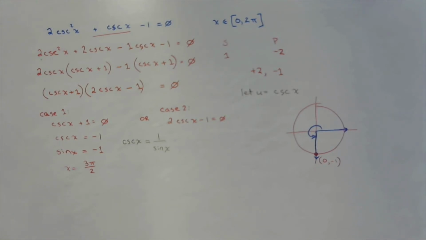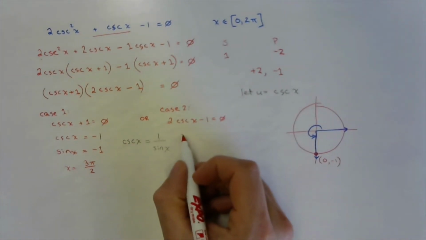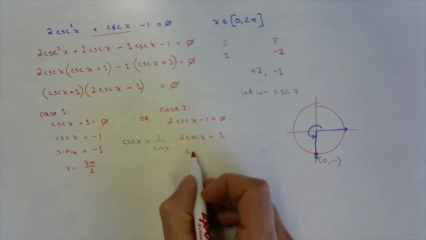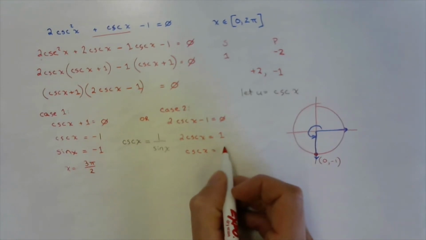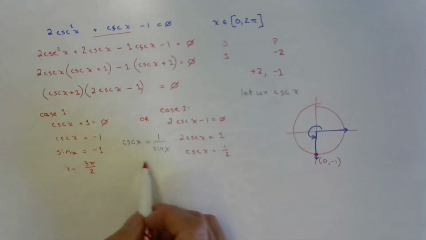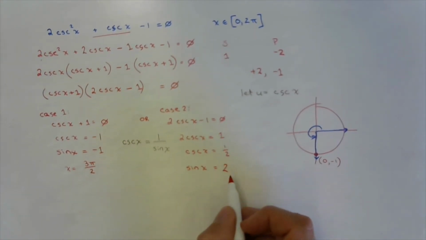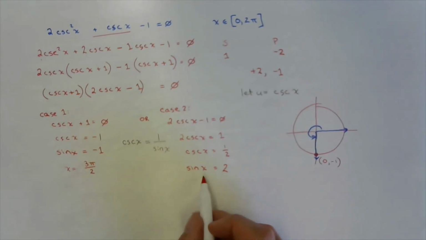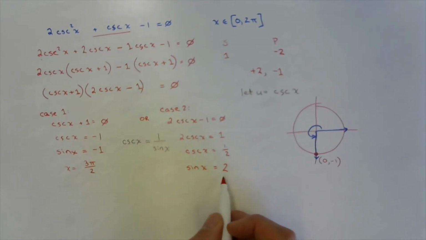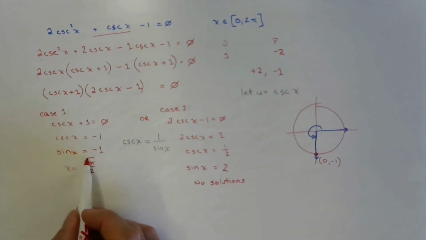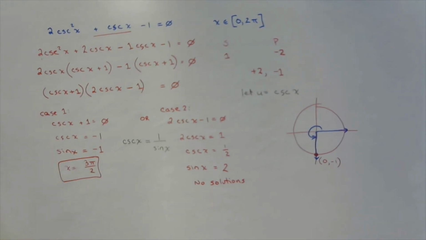Now to case number 2. 2 times the cosecant of x equals 1. Add 1 to both sides. Divide both sides by 2. Now when we take the inverse and express this in terms of sine, we get 2 over 1. Well, is there a value of x for which the sine of x is 2? Doesn't exist. No solution. So therefore the only solution for this equation is right here.